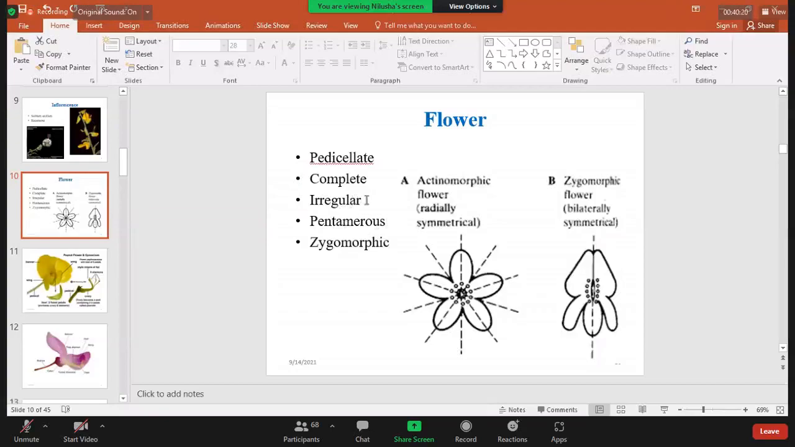Because if I say irregular and you don't know the meaning of irregular, then you can't memorize it. That's why you want to know a brief idea about this terminology. Only then, if I tell you this flower has an irregular character, can you get an idea of what irregular means.